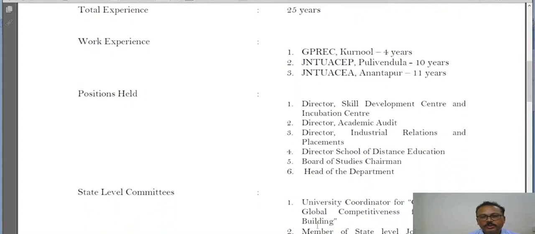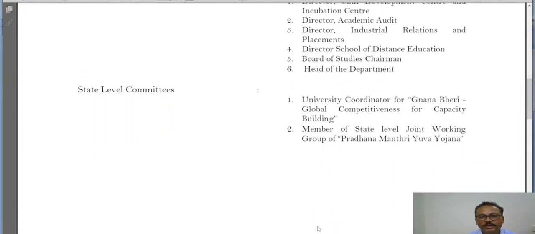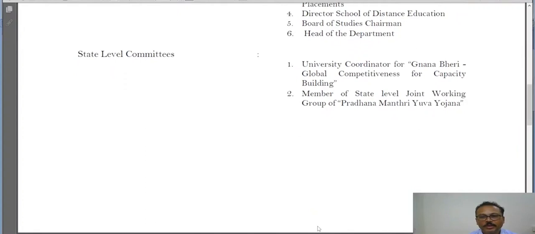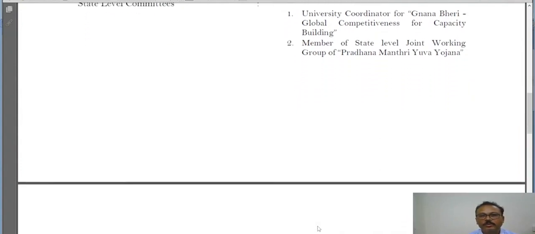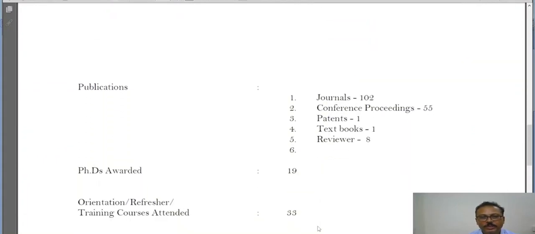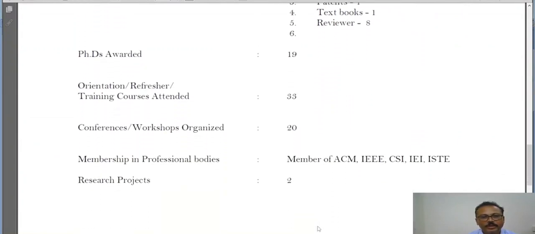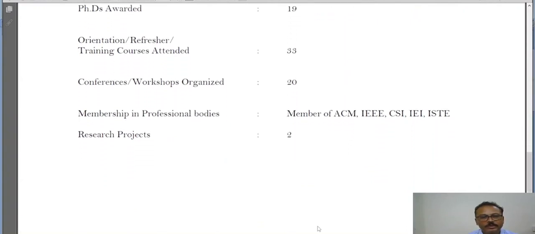I worked in various positions in the university, as director and also as board of studies chairman. I also worked as head of the department at JNTU Pulivendula, and I was also part of state level committees. The Gnanabheri committee was there, and I was part of the committee for implementation of Pradhan Mantri Yuva Yojana. But of course, now the committees no longer exist. I have several publications to my credit, and 19 PhDs have been awarded under me. I have attended various courses. I am a member of ACM, IEEE, etc.